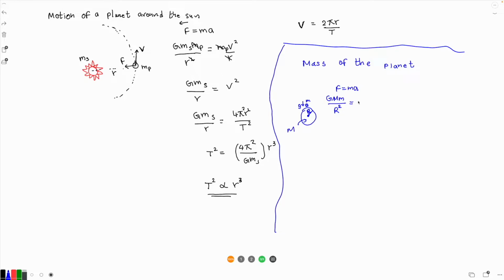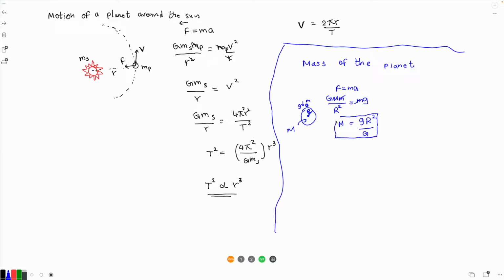Capital M means the mass of the planet, small m the mass of the object, and small g the gravitational acceleration. As you can see, the small m cancels out. Then I can make the mass the subject. Then mass is g R squared divided by G. So you can use this equation to find the mass of any planet.